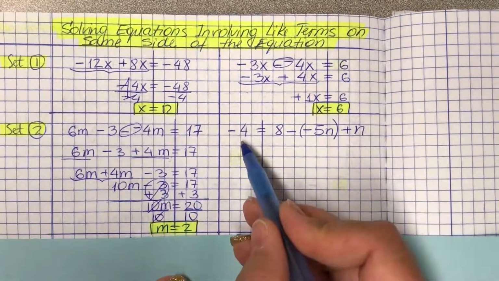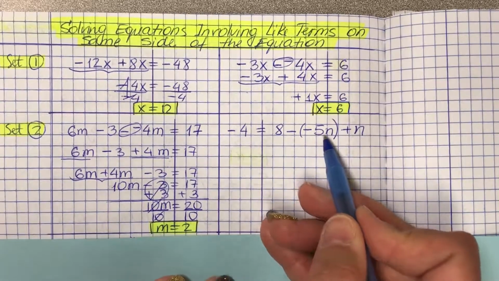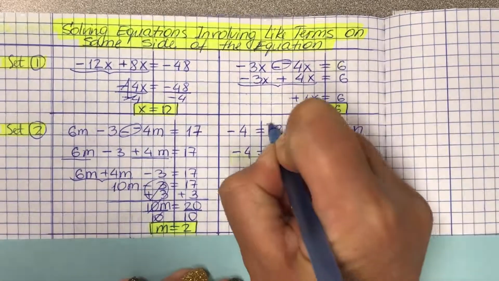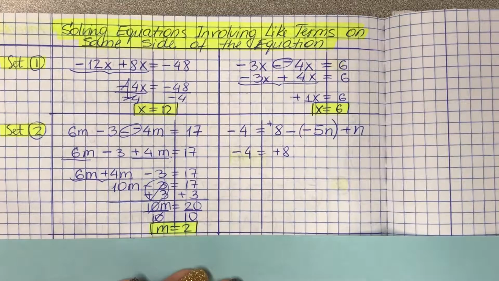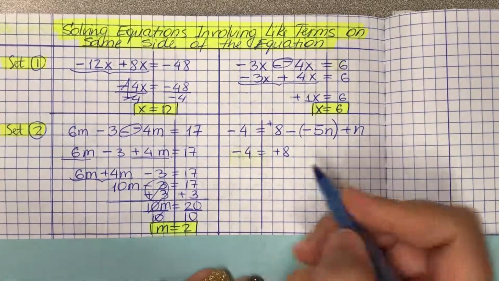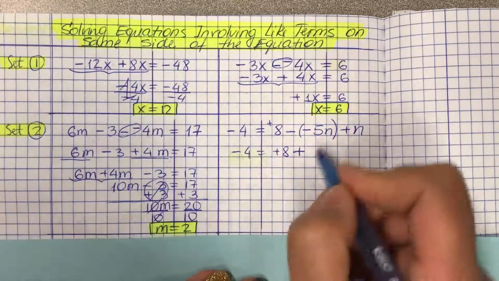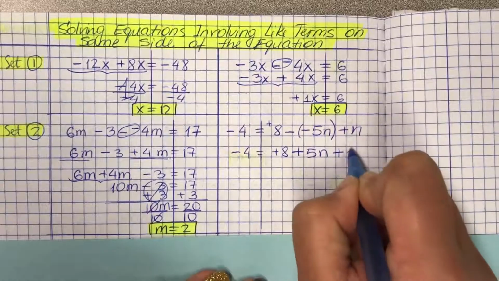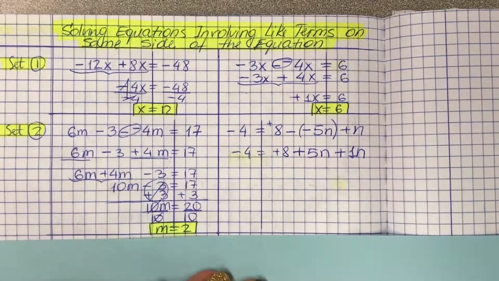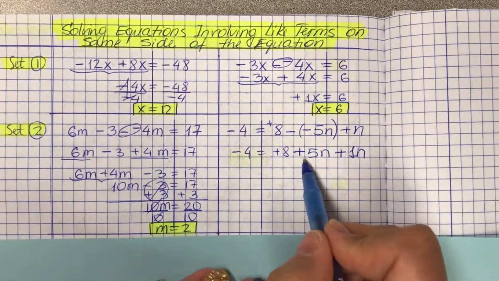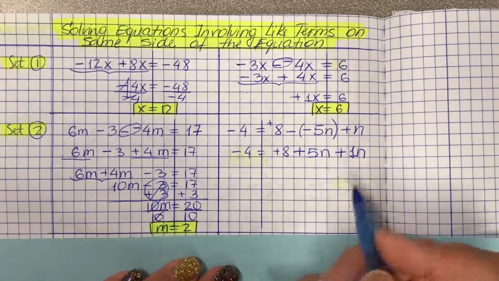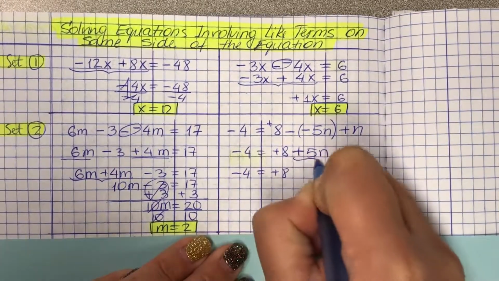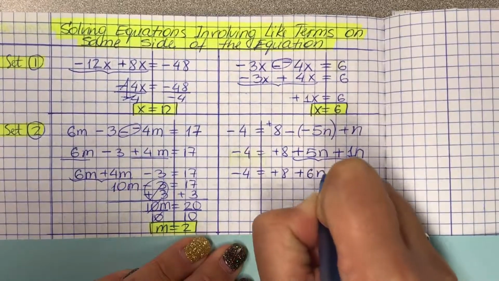Next equation, I have negative 4 equals 8 minus negative 5n. So I like to rewrite the problems using signs that are only one per term. So 8 is positive, that's positive 8. Then plus 5n, so positive 8 plus 5n, and then plus 1n. Whatever is invisible, I like to make visible as well. That way I can see my like terms, 5n and 1n, they can be combined. So I am going to combine 5n and 1n, that will be plus 6n.